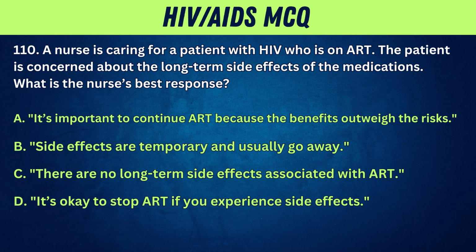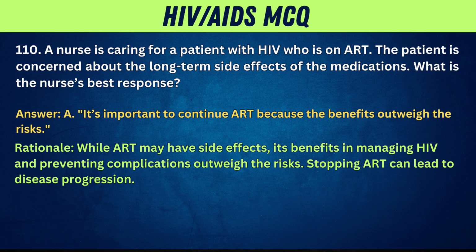A. It's important to continue ART because the benefits outweigh the risks. B. Side effects are temporary and usually go away. C. There are no long-term side effects associated with ART. D. It's okay to stop ART if you experience side effects. Answer: A. It's important to continue ART because the benefits outweigh the risks. Rationale: While ART may have side effects, its benefits in managing HIV and preventing complications outweigh the risks. Stopping ART can lead to disease progression.